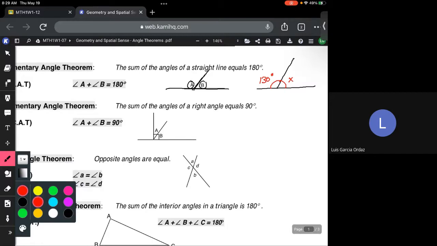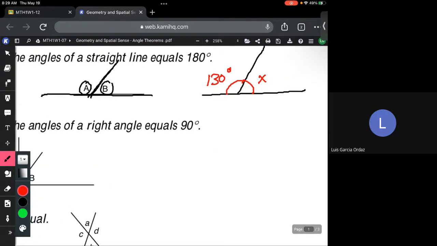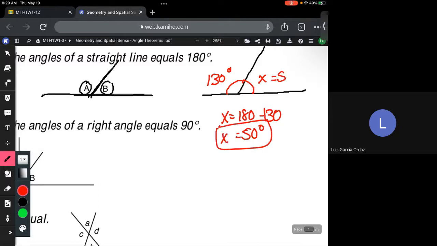50. Not 150, just 50. Because the angle of that straight line has to add up to 180. So both those angles need to add up to 180. So the easiest way to do it is X is equal to 180 minus 130, which equals 50 degrees.